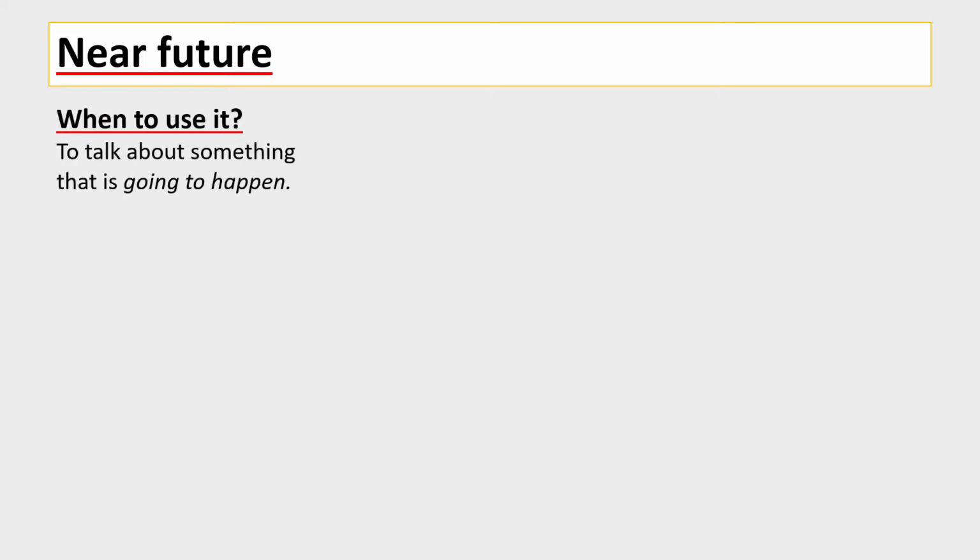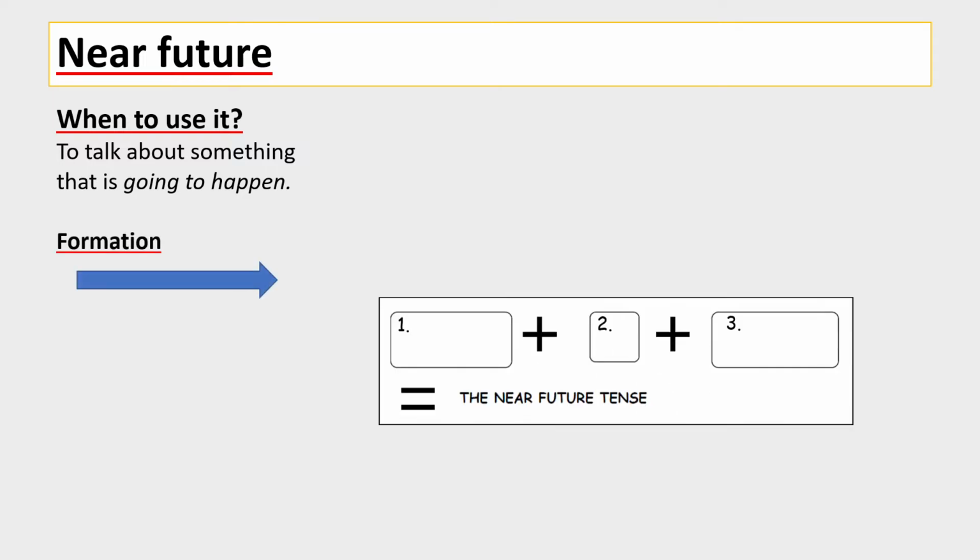Near future. If you have been taught by me at school, you'll know that I like to use the 1, 2, 3 rule. But let's start right from the beginning, because when it is used, is when we're talking about something that is going to happen. And this formation is as follows.